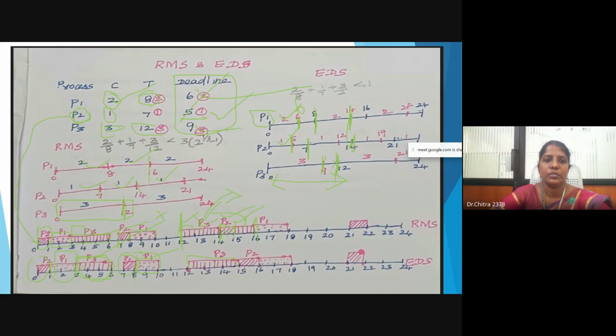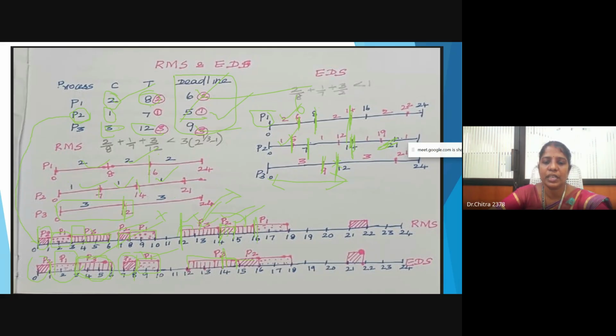P2 is at 7, 14, 21. So P2 requires the processor in the 14th clock cycle. Even though it requires the processor in the 14th clock cycle, no need to give it to P2, because it's executed based on the deadline. In that situation, you need to check the deadline of P2. P2 begins at 14 and it should finish before 19. So P3 can continue its execution. P3 finishes its execution and we hand over the control to P2.